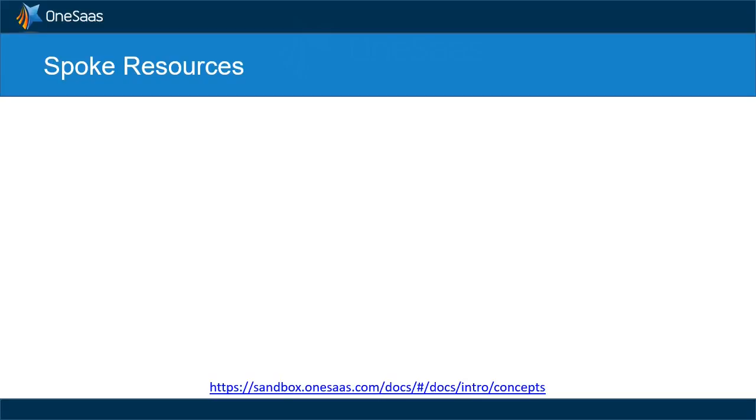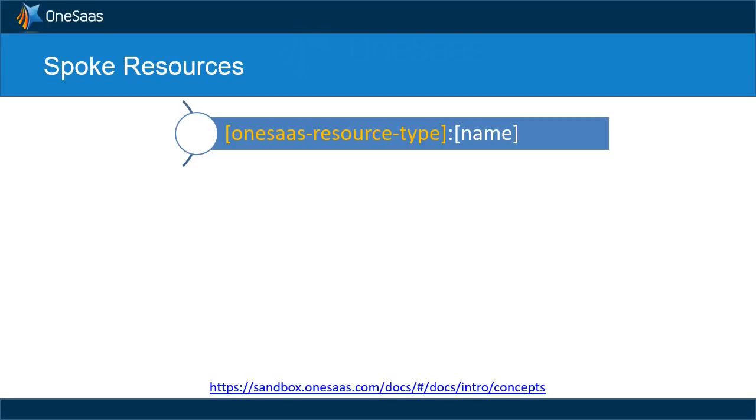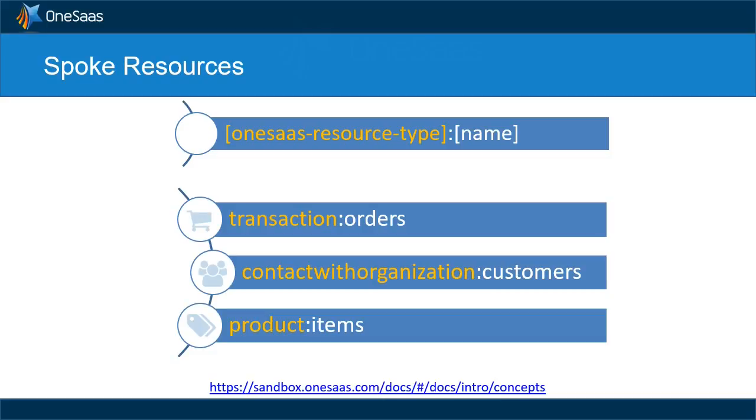What we are going to build is a spoke resource. A resource defines the type of entities integrated, like products or orders, and the APIs involved when working with those entities. Every resource has a name identifier consisting of a well-known type and a name. Here are some examples. The resource type, transaction, products, contact with organization, tells OneSaas how it should integrate the specified resource, while the name is for you to identify that resource.